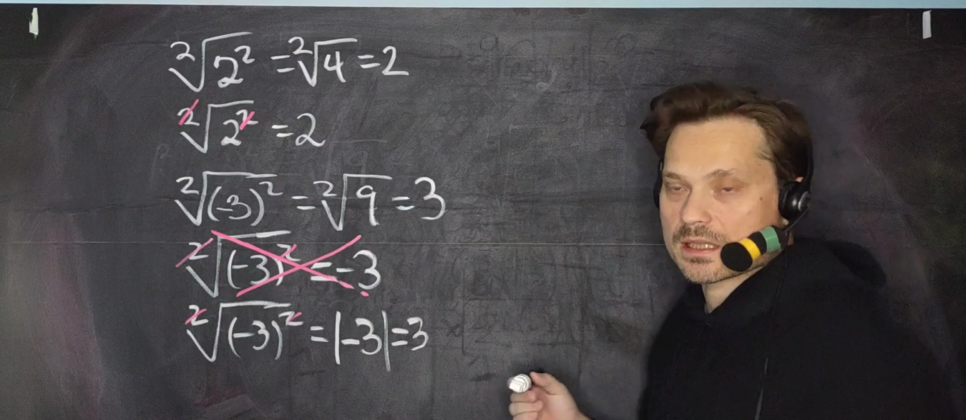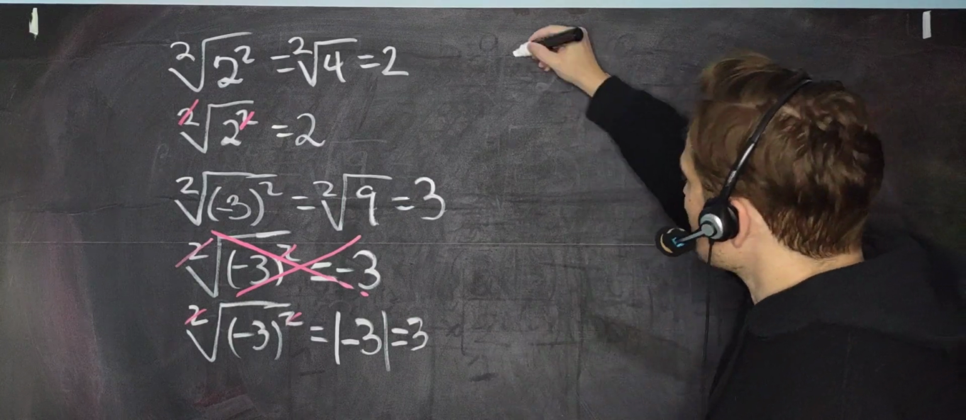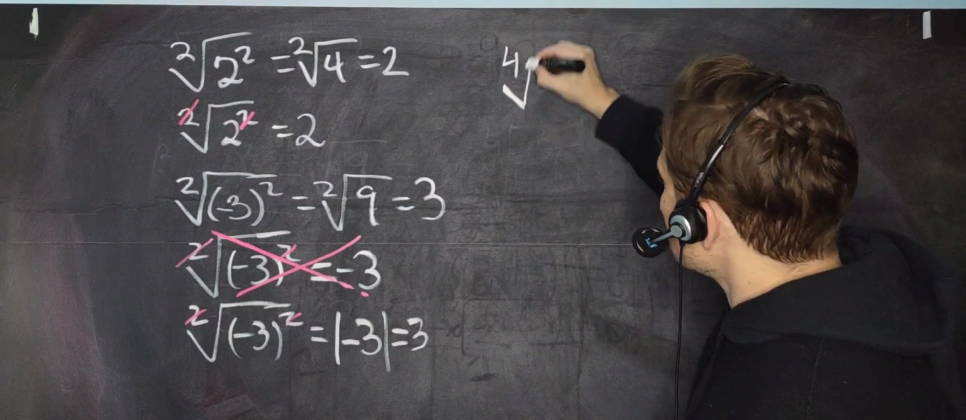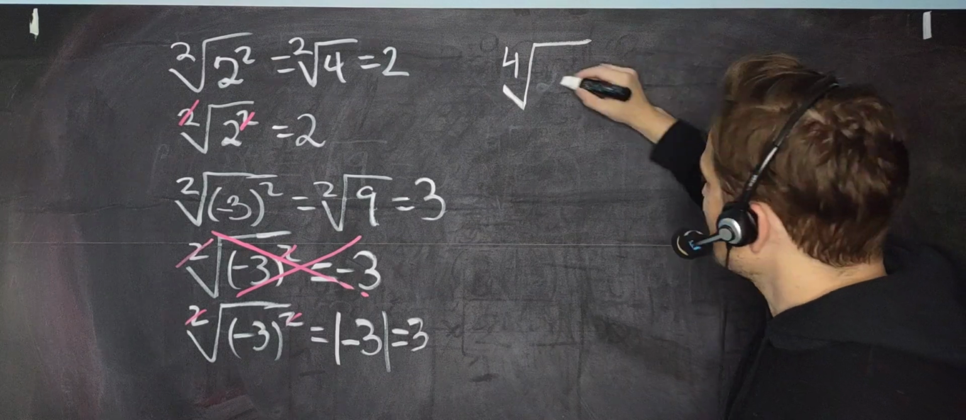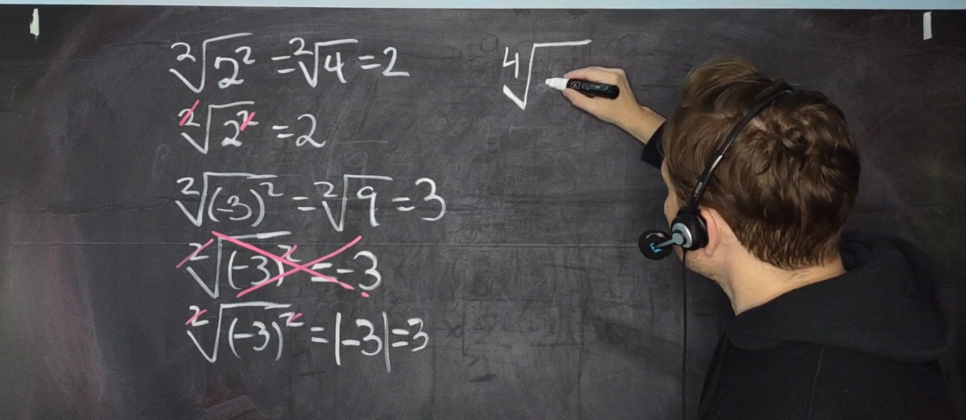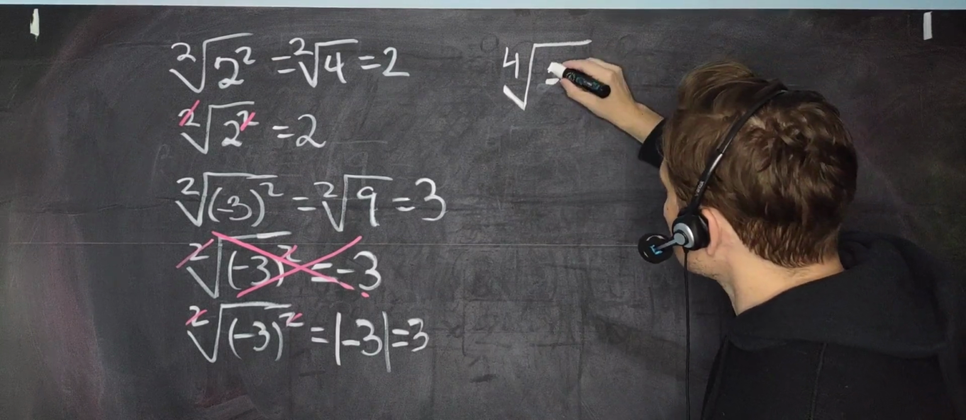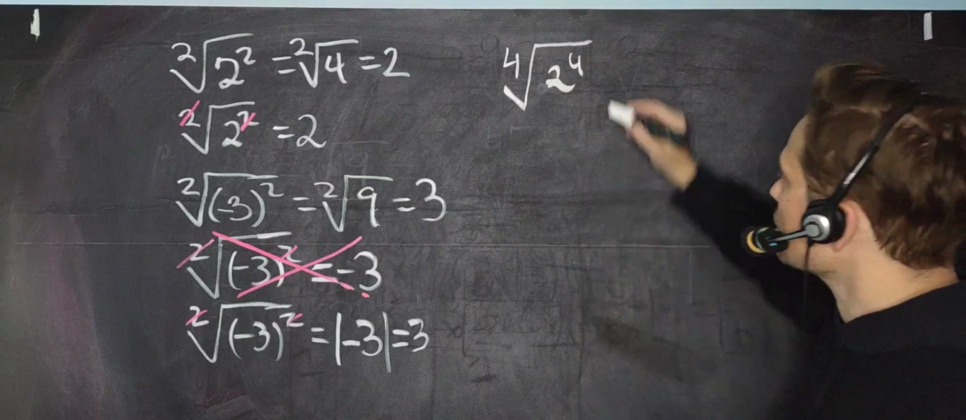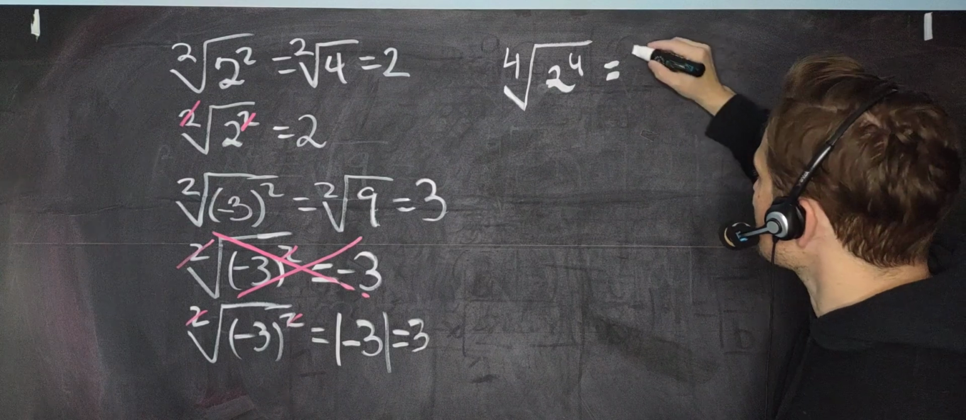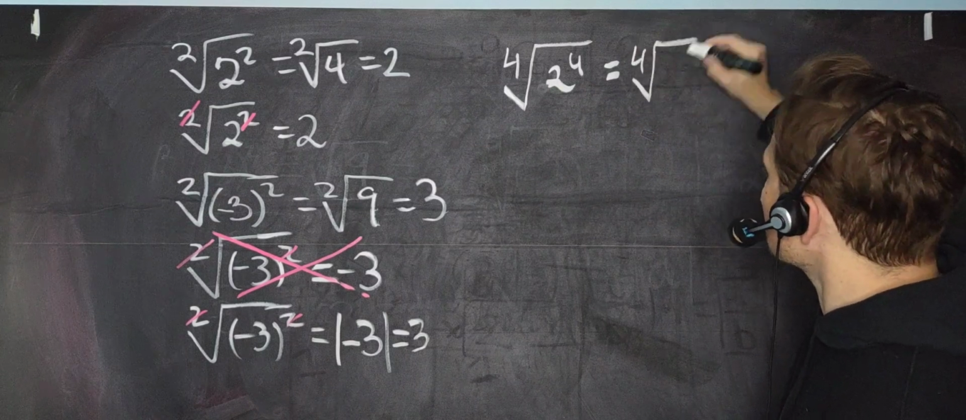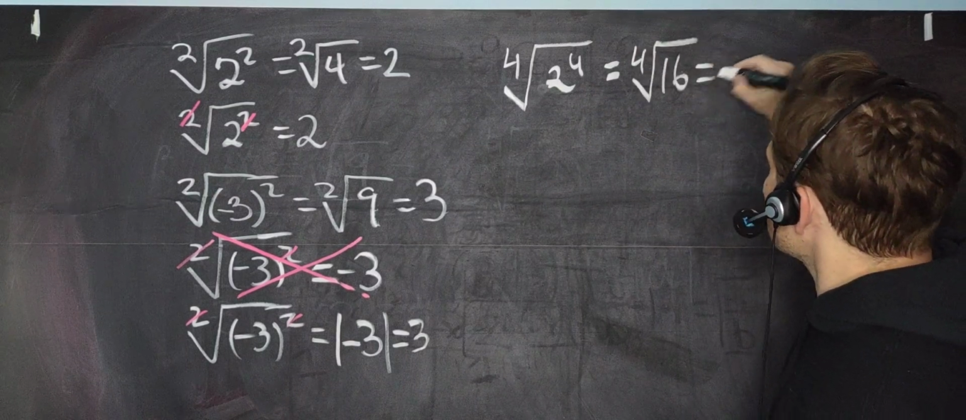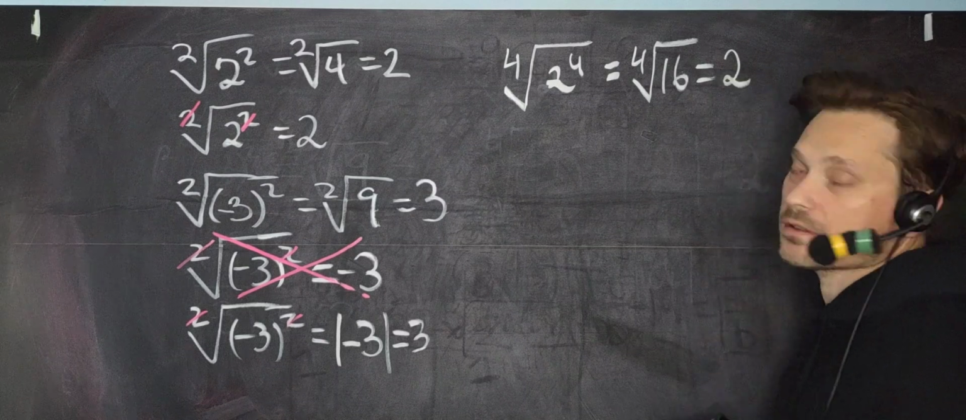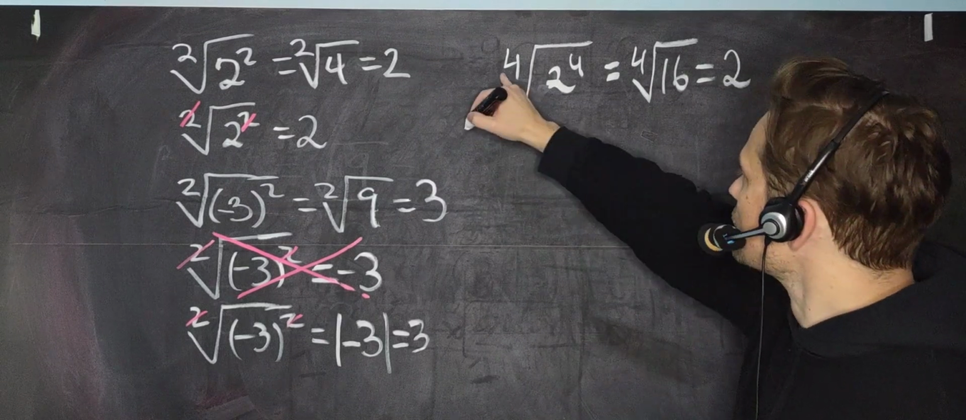Let me show you another couple examples with other roots. So another example might look like the following. Imagine you have now the 4th root, say, of 2 to the 4th. One way to do it is you do the exponentiation. So it's going to be the 4th root of 2 to the 4th, which is 16. And that then just becomes positive 2. Again, notice this here matches this.